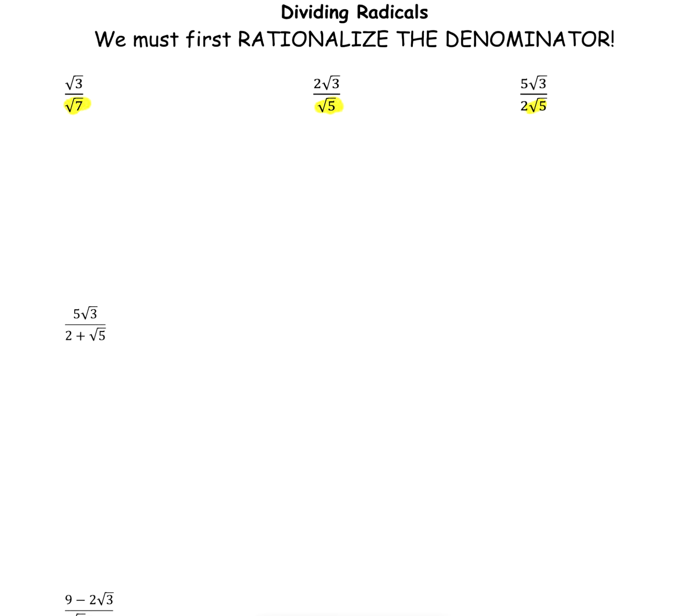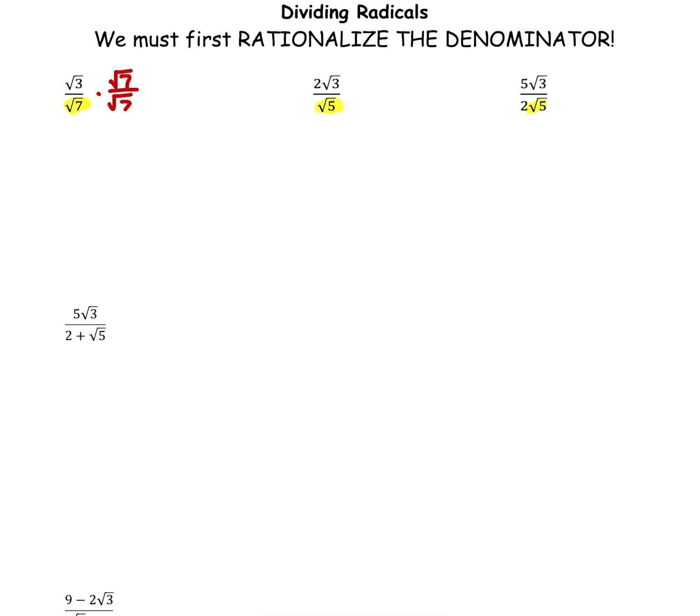So what you want to do for the first one is, what could I multiply radical 3 over radical 7 by to get a rational denominator? Well, what you always want to do for this is just multiply by the radical on the top and the bottom. So I'm going to multiply by radical 7 over radical 7. And watch what that does for me.